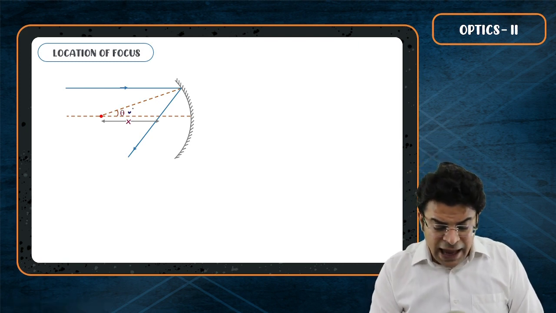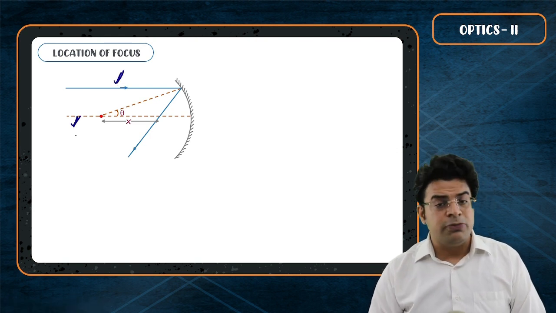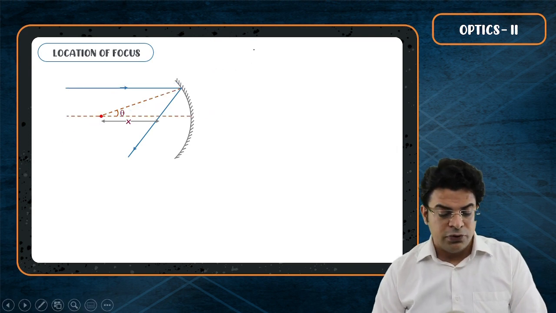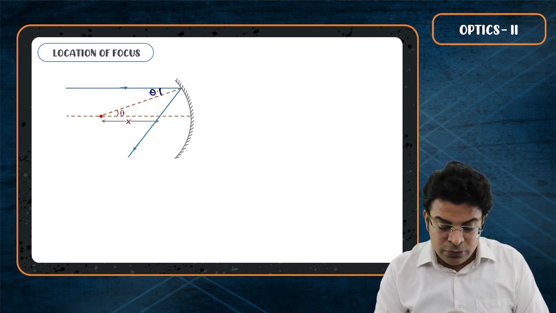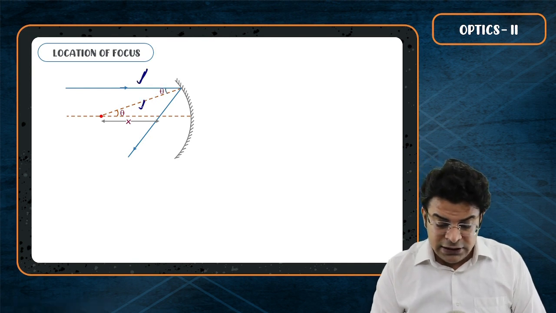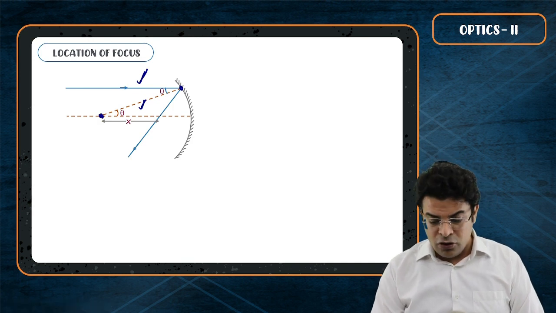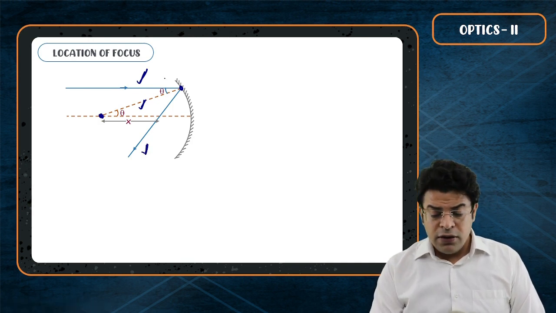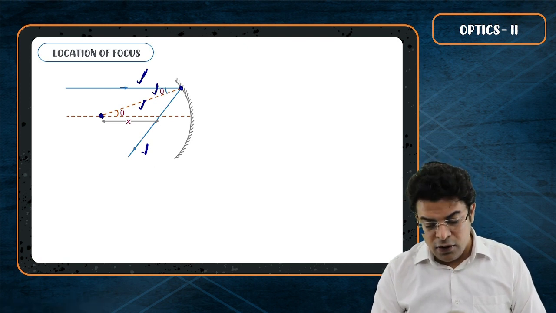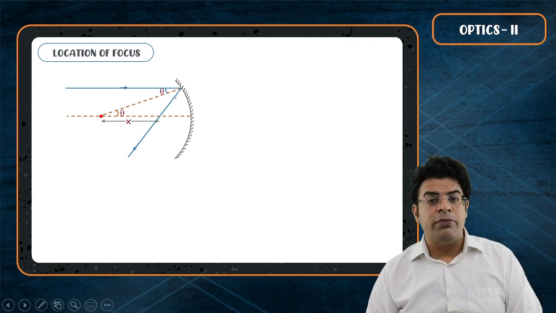If this angle is theta and the incident ray is parallel to the principal axis, so these two lines are parallel and this is the transversal. Hence this angle also has to be equal to theta. Now this is the incident ray. This line joining the point of reflection to the center of curvature is the normal, and this is the reflected ray. From the law of reflection, the angle of incidence has to be the same as the angle of reflection. So kids, we can say that this angle also has to be equal to theta.